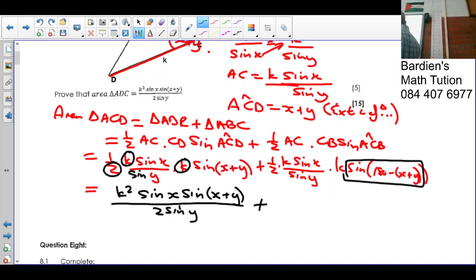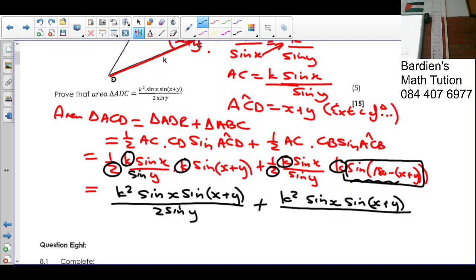it's the same story, but 180 minus is in the second quadrant. Makes the sine positive. So it's going to be half K times K, K squared sine X plus Y, and this is all over 2 sine Y. So what do you notice? Denominators are the same.